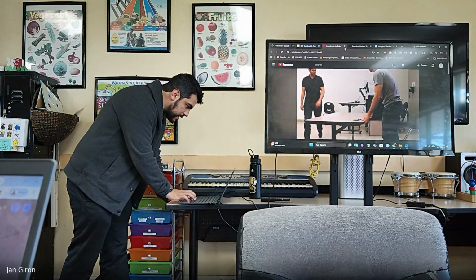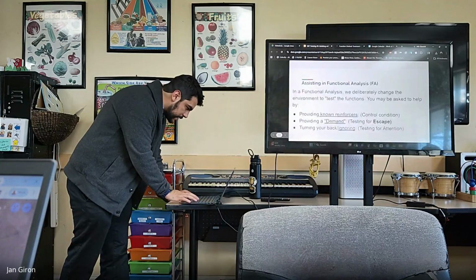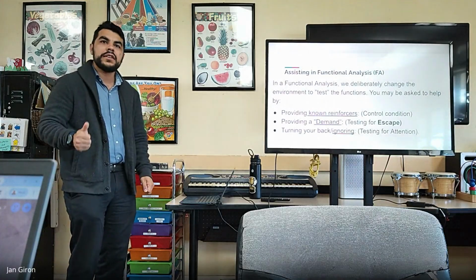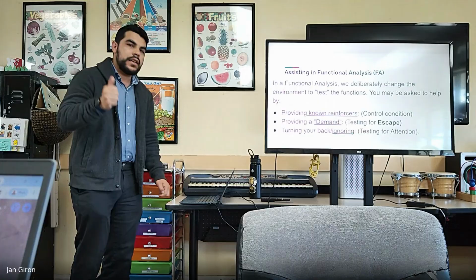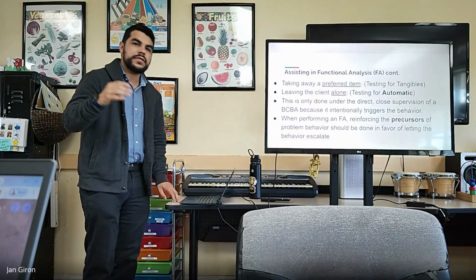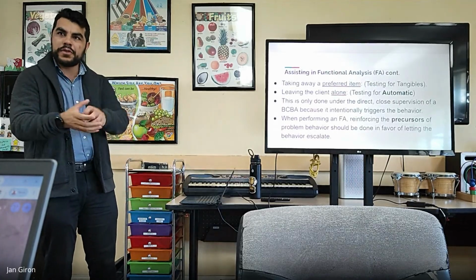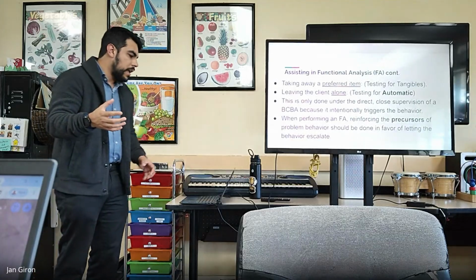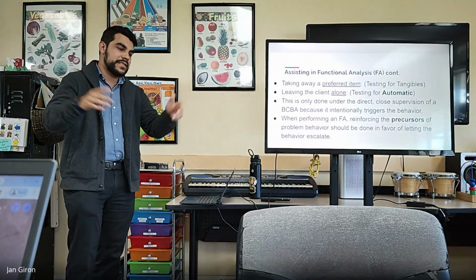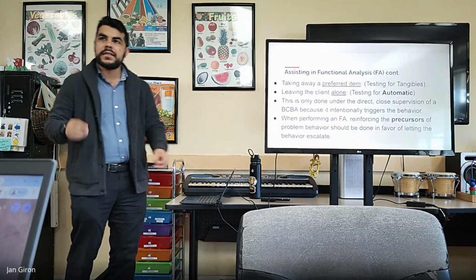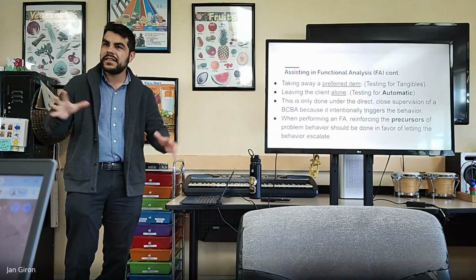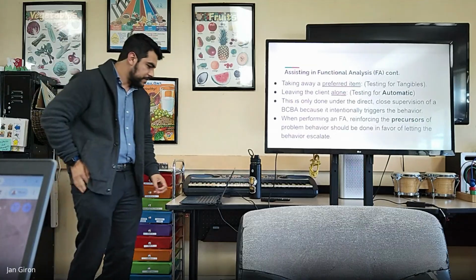Yeah, so that's how you test each one of the functions. Just to repeat it, if you want to test for escape, you place the demands. If you want to test for attention, you withhold attention or ignore. If you want to test tangibles, you would remove the preferred item. And if you want to test for sensory or automatic, you would just leave the client alone. So it makes sense, guys, how it's those typical antecedents to the behaviors. That's the function.